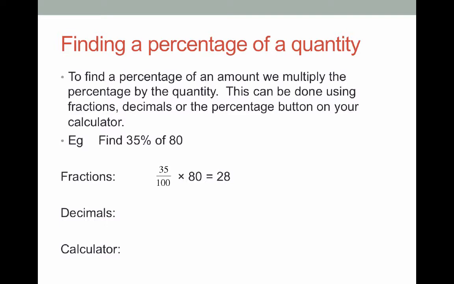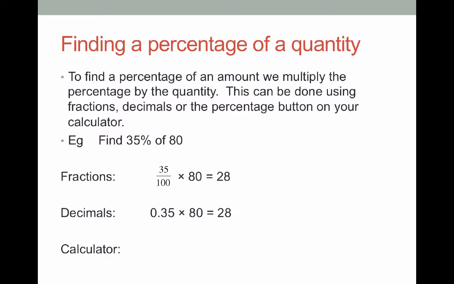Now, if you don't like using fractions, maybe you find that it takes too many buttons to press to put in the 35 out of 100, you can use decimals. But you need to be able to look at 35% and say to yourself, 35% is the same as 0.35. So you can put 0.35 in your calculator and times that by 80 and you'll get the same result of 28.